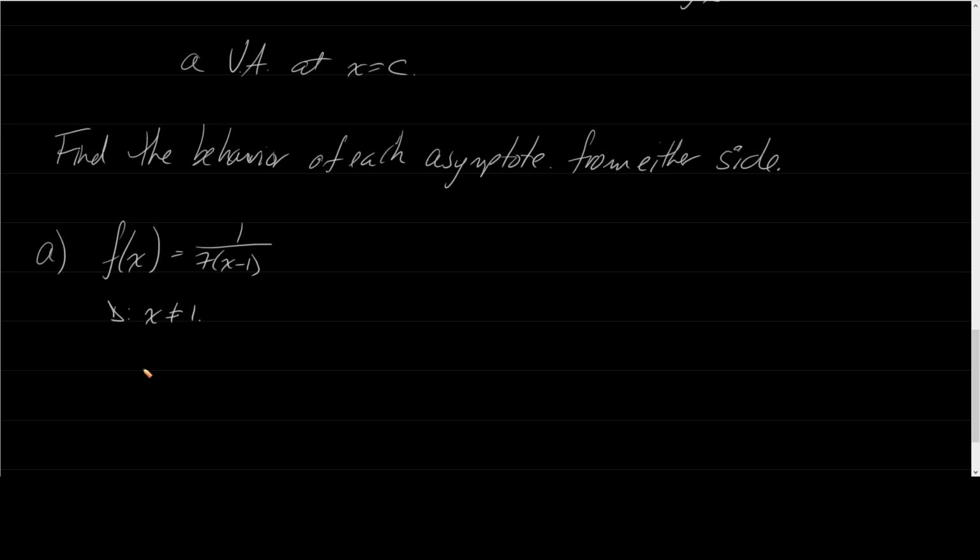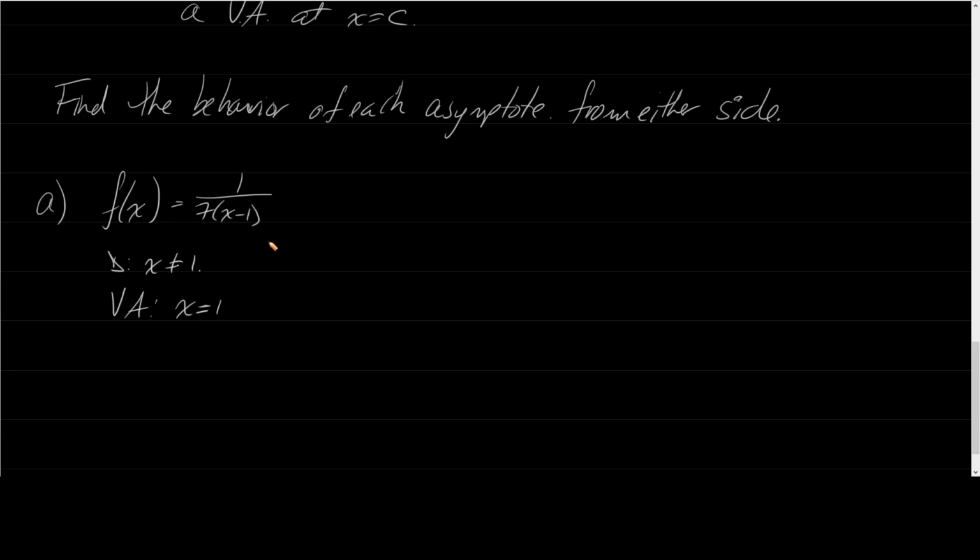So what we're going to say here is that f of x is going to have a vertical asymptote at x equals 1, because, again, that value made the denominator 0, but not the numerator. But now that we know that, we want to figure out the behavior from either side. So let's look at from the left. We're going to say the limit as x goes to 1 from the left of 1 over 7 times x minus 1. And we're also going to look at it from the right. The limit as x goes to 1 from the right of 1 over 7 times x minus 1.